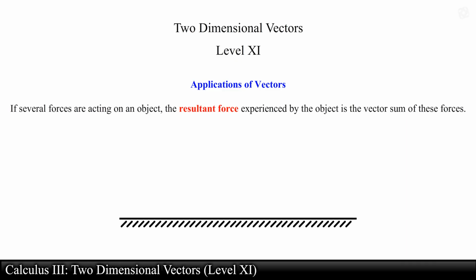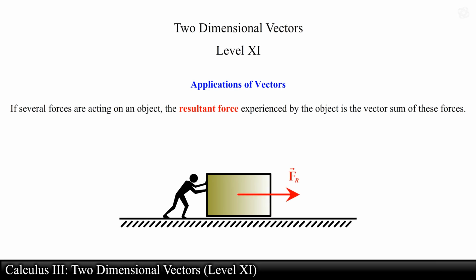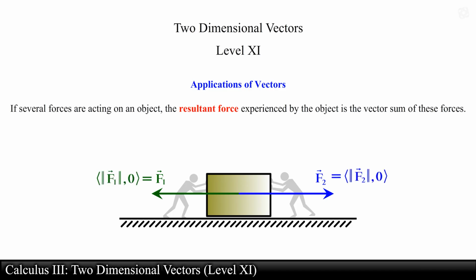For example, say we had a box on the ground, and someone decides to push the box to the right. The resultant force would just be this force, since it is the only force that is acting horizontally on the box. If, on the other hand, a second person decides to push the box to the left, we would now have two distinct forces acting on the box. Notice that both forces are horizontal. This means that both forces only have one component, in this case the horizontal or i hat component.